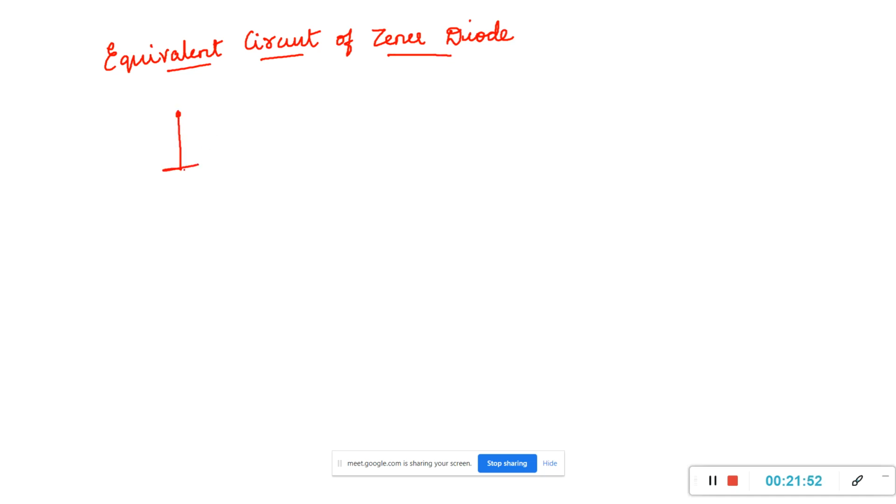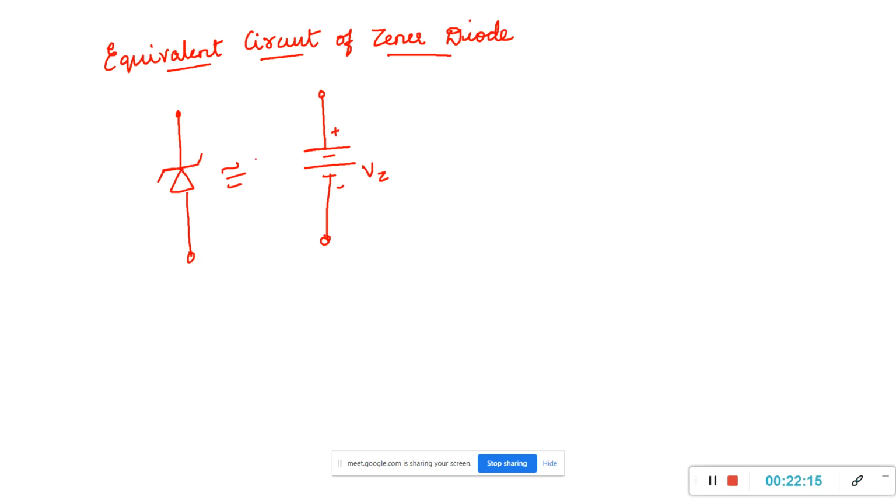Next, equivalent circuit of Zener diode. So it is equivalent to a battery, equivalent to a battery VZ. So ideal equivalent circuit of Zener diode.